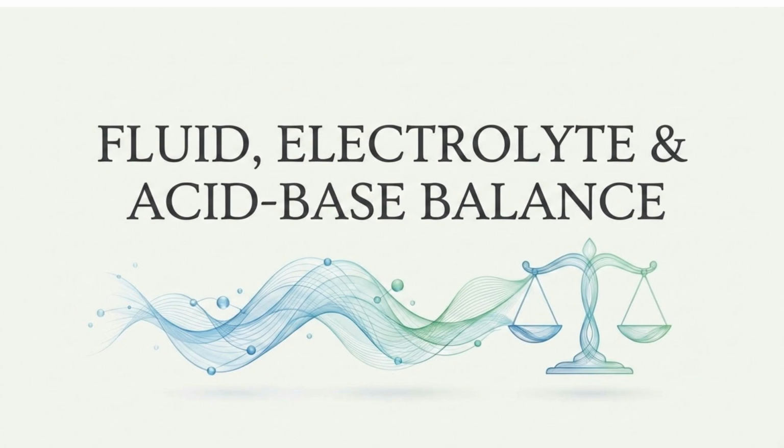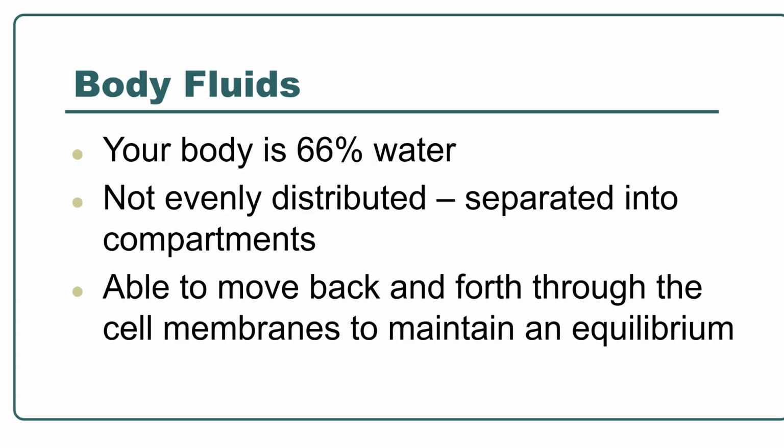Your body is approximately 66% water, which is not distributed evenly. It is separated into compartments, and fluid moves back and forth through cell membranes to maintain equilibrium. Fluid compartments include intracellular fluid, or ICF, which is inside the cells, and extracellular fluid outside the cells. Extracellular fluid includes plasma, interstitial fluid, and localized fluids like CSF.